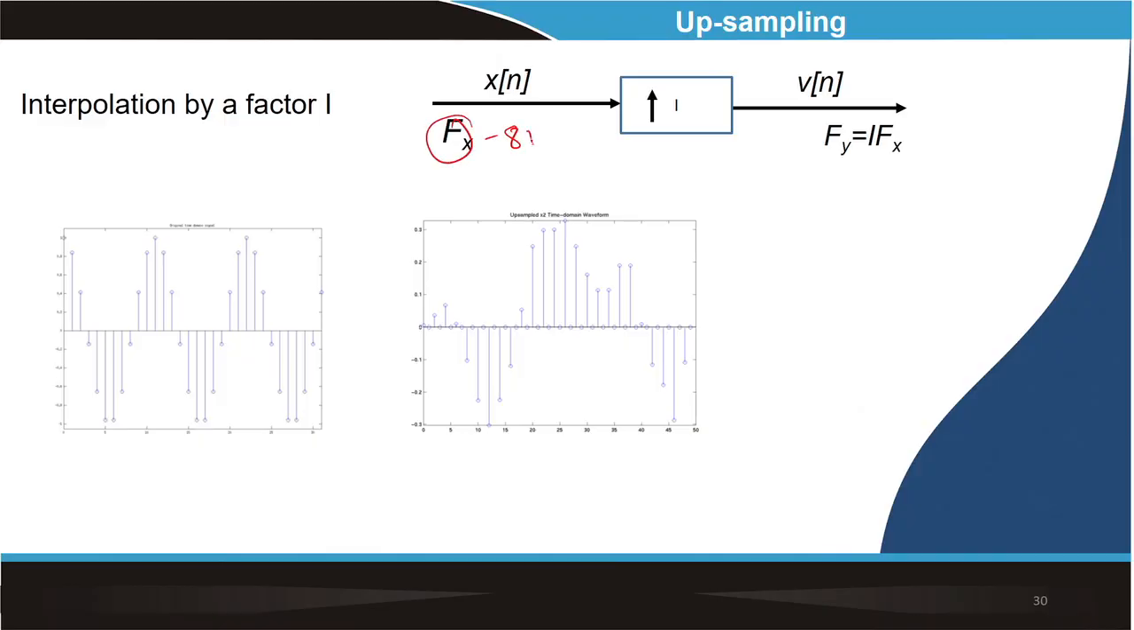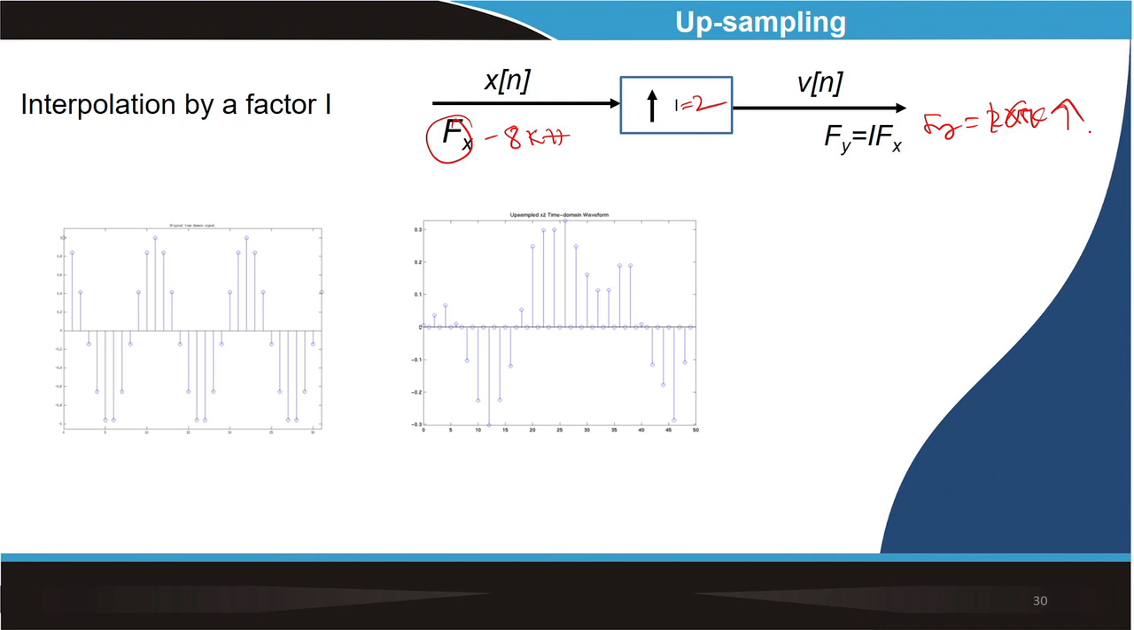Now I come to upsampling, or interpolation. So what is upsampling? Upsampling means that, let us say fx is equal to 8 kilohertz, and I want to make fy with I equal to 2. Then fy will be 2 into 8 kilohertz, that means 16 kilohertz. So the factor I is equal to 2.